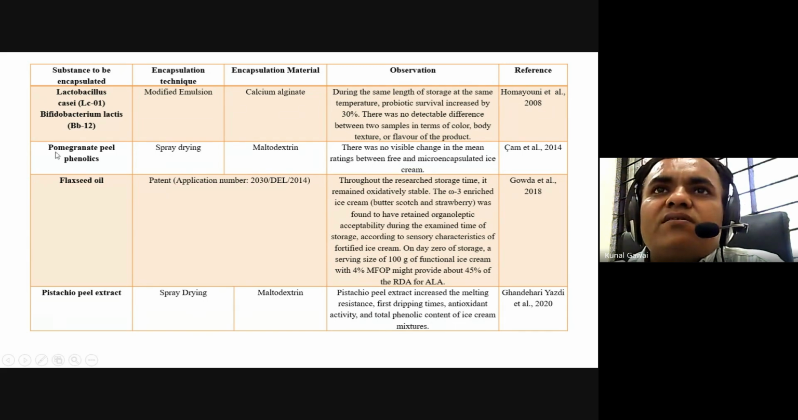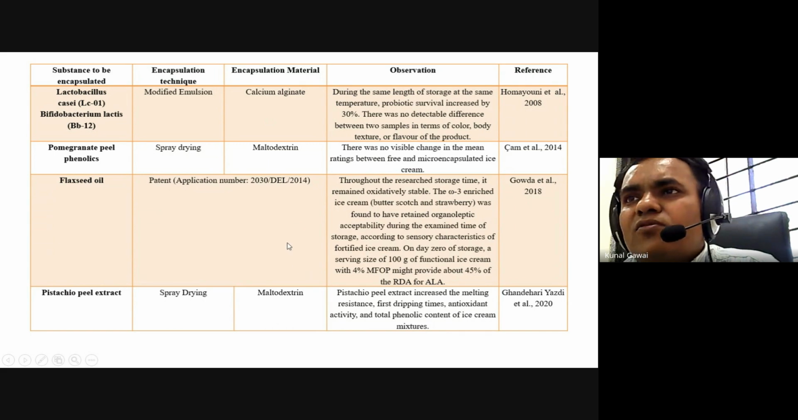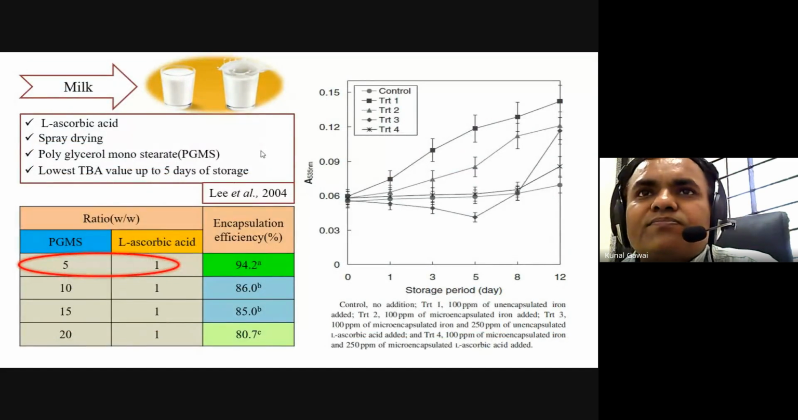Some tried different organisms or some phenolic compounds, flaxseed oil, pistachio peel extract, by using different methods and different types of encapsulating materials, and they observed an increase or protection of that bioactive component. Ultimately their conclusion is related to this point: the encapsulation material protects that bioactive component.